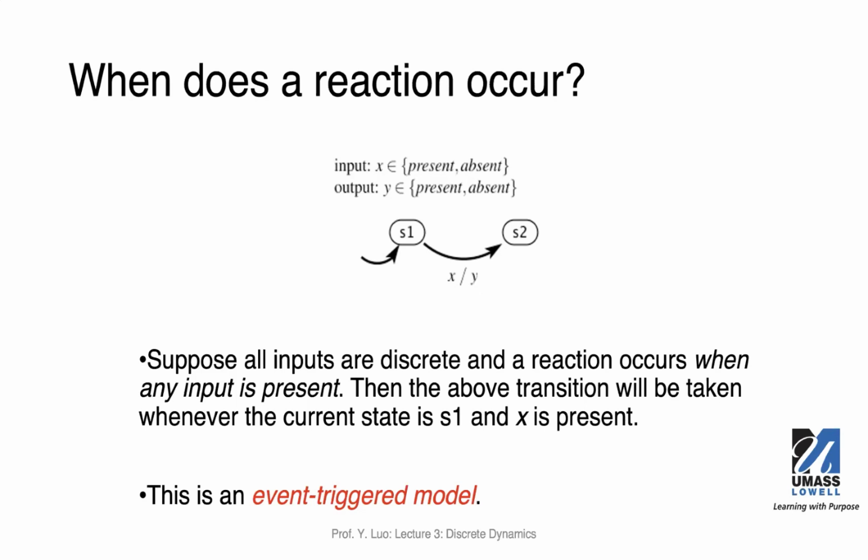Okay? This is called event-triggered model. So what we're saying here is X is present, which means that there's an event on this input signal X. So it's present, and as a result, this transition will take place. And consequently, the output action will be taken, and that means we're going to output present on the signal Y. Again, this is the event-triggered model.